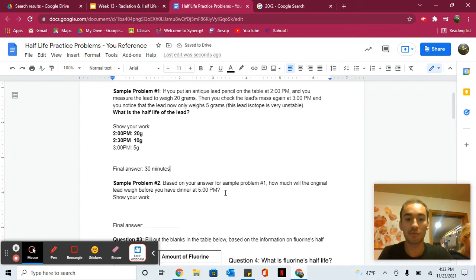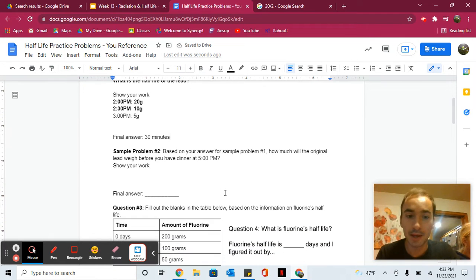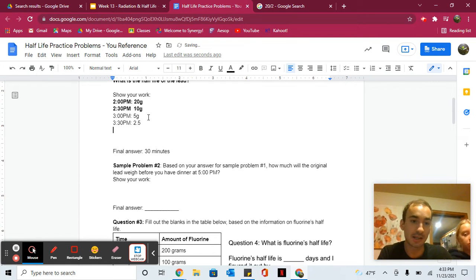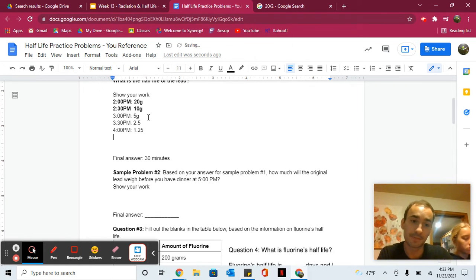Okay, based on your answer for sample problem number 1, how much will the original lead weigh before you have dinner at 5 p.m.? Okay, so we can just keep going with this. If we know the half-life is every 30 minutes, it's just going to keep getting cut in half. So you keep track of the time, and then just keep having it cut in half.